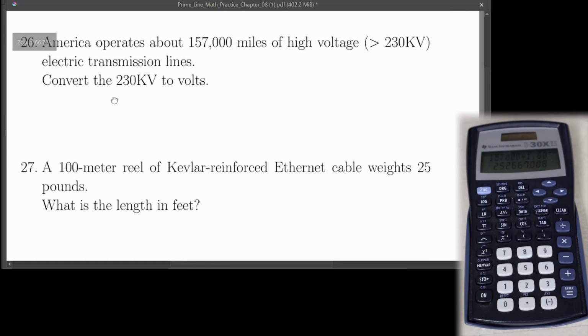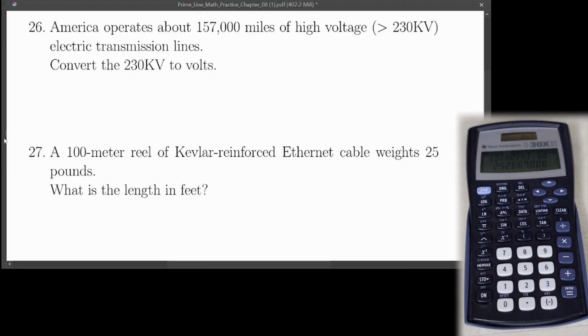Problem number 26 tells us that we want to convert kilovolts to volts. So 230 kilovolts. We know in 1 kilovolt there are 1,000 volts. Our units cancel and we get 230,000 volts.